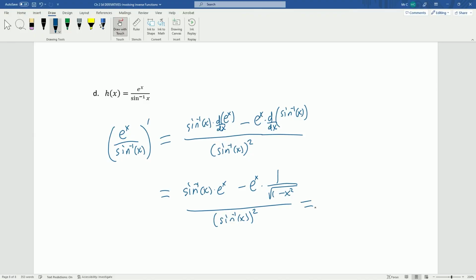I can't do a whole lot here to simplify this, but I can factor e to the x out and write the top as sine inverse of x minus 1 over the square root of 1 minus x squared, all over sine inverse of x all squared. That looks a little better to me, but isn't necessary.